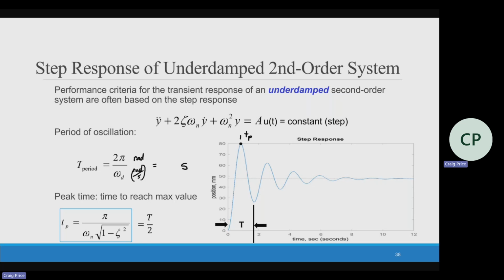So again, everything comes out of the natural frequency and the damping ratio. I've got to find those things first. Then we can plug that in. So this would be the time where we hit that highest peak, or 1/2 of the period. And we'll do a problem too, so hopefully that kind of brings it all together.